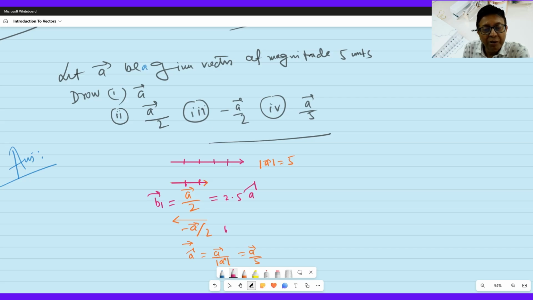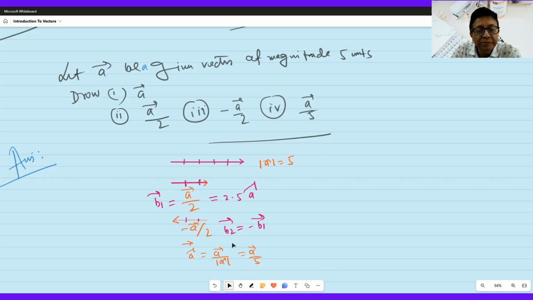So this will be what? B2 equal to minus B1. Just opposite direction, magnitude has the same value. 1, 2, and this is 2.5. And the last one is very easy. A cap is A divided by mod A. This is A by 5.